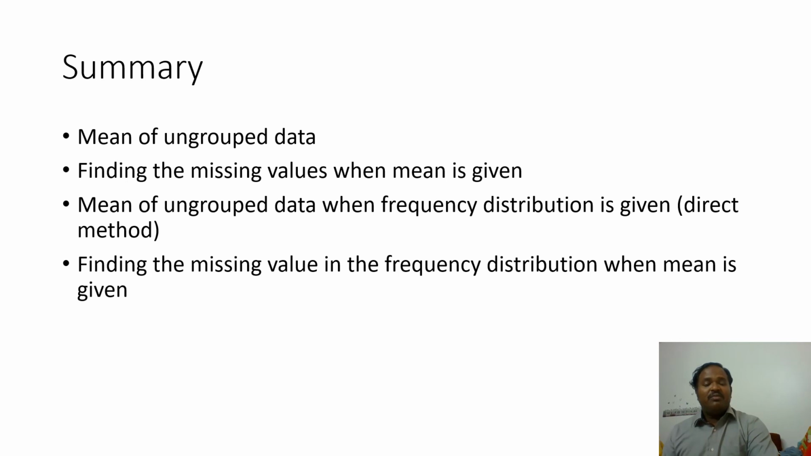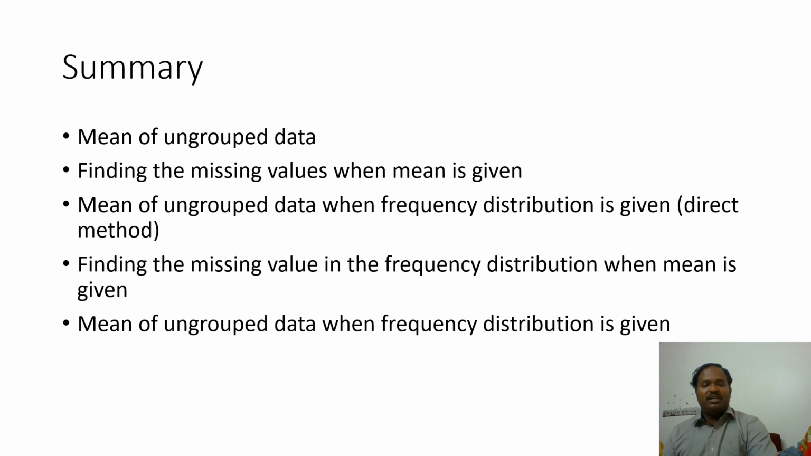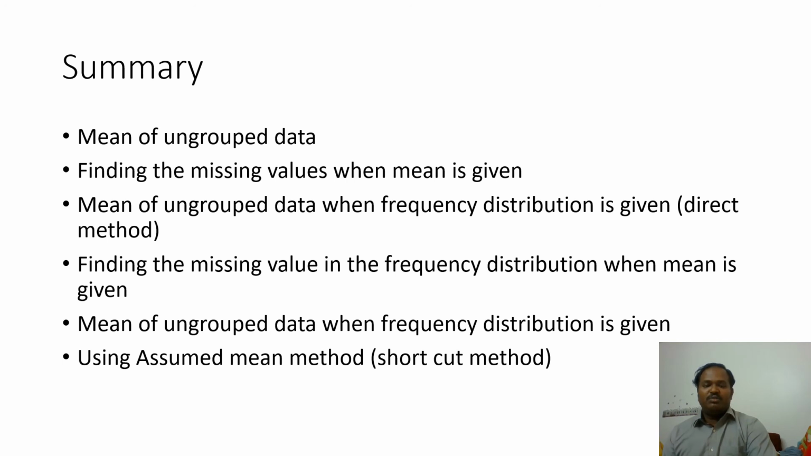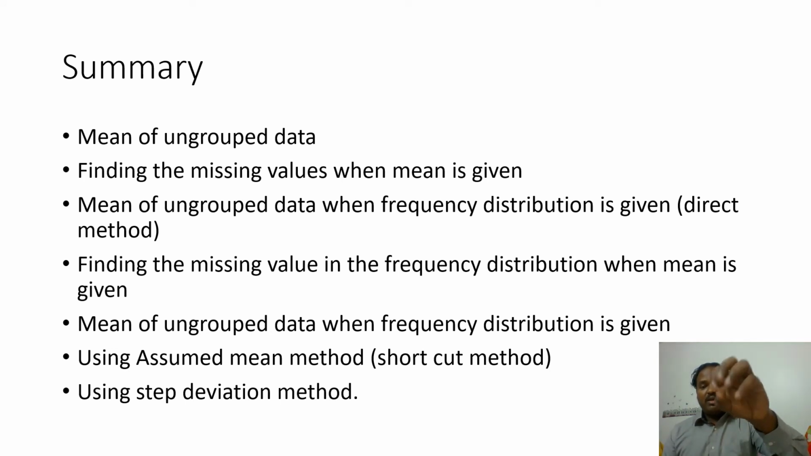The next one was finding the missing value in the frequency distribution when mean is given. Then we used two different methods. One is the assumed mean method, and the next one is the step deviation method. They're exactly the same. The difference is that from all the deviations I take a common factor out, and once I add everything, I multiply the same common factor back in. Therefore the value remains unaffected, but the working becomes simple.